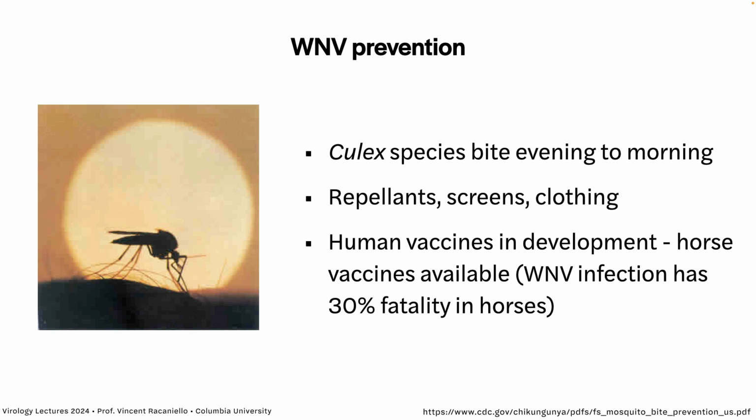It's a good way to prevent infection. There is a horse vaccine available. We don't have a human vaccine, but there is a horse vaccine because racehorses are very expensive. I guess all horses are expensive, but especially racehorses. You don't want your $100,000 racehorse to die of West Nile, and this can kill horses. So there is a vaccine available for horses, but we don't have one yet for humans.